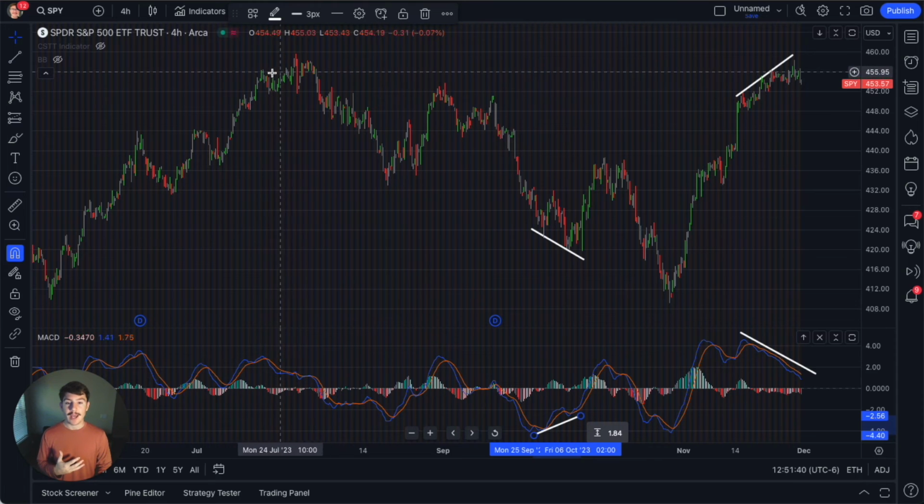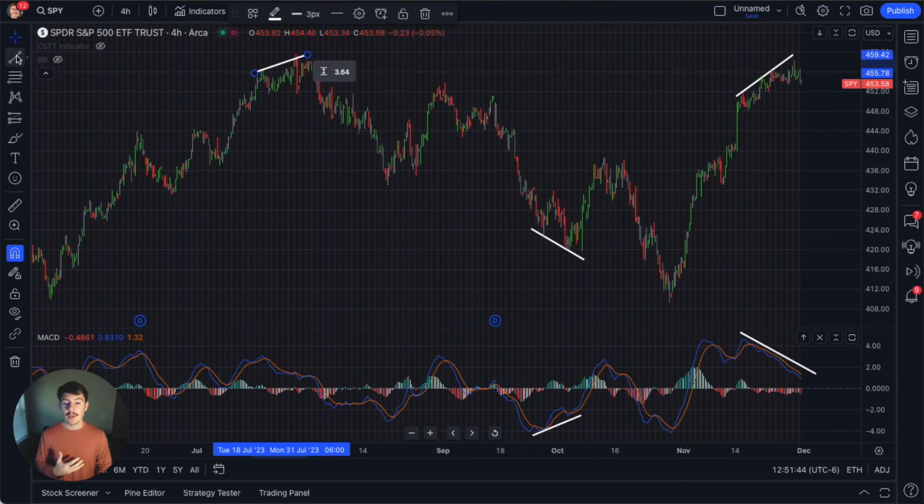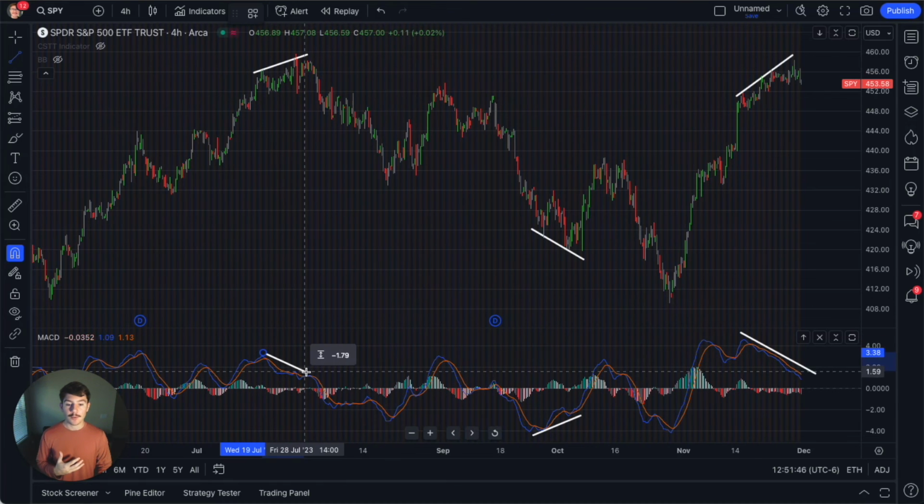We can see a divergence here as well. The stock was pushing to new all-time highs. The MACD line at the same time was making lower highs.